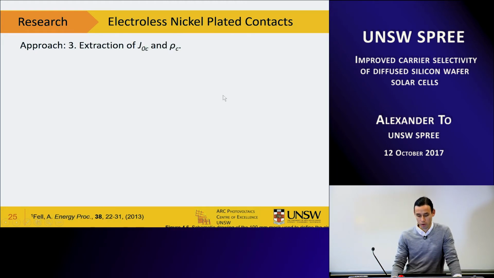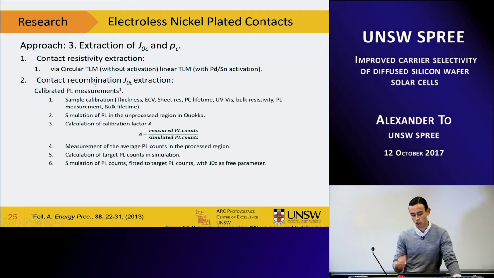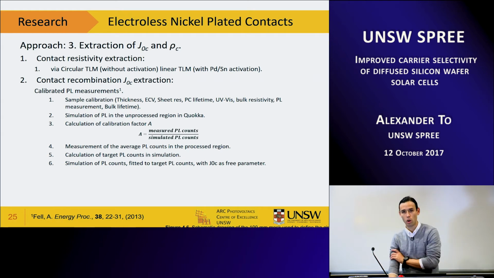So how did we extract J0C and the contact resistivity? The contact resistivity was via circular TLM and also via linear TLM, for the two different chemistries respectively. And the contact recombination extraction was a little bit more complicated, involving a method published by Andreas Fell using Quokka.